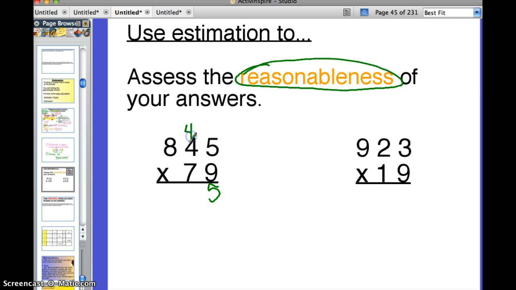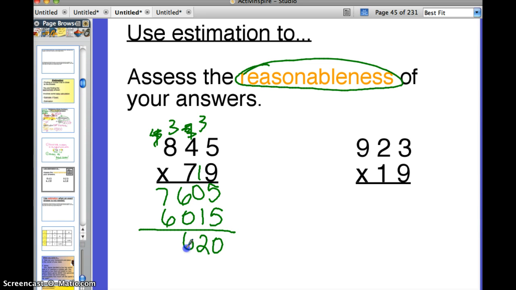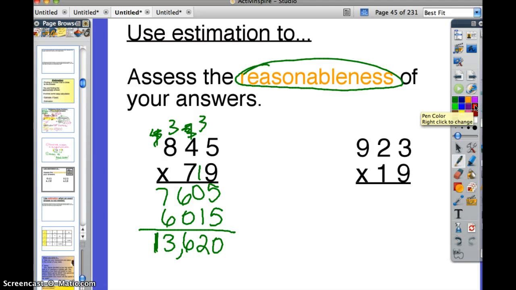So let's see. 6, 28, plus 3 is 1. Add. Okay, so my answer is 13,000. Now a lot of students will stop. Done. But really, you should have cross-checked your answer with the estimate.